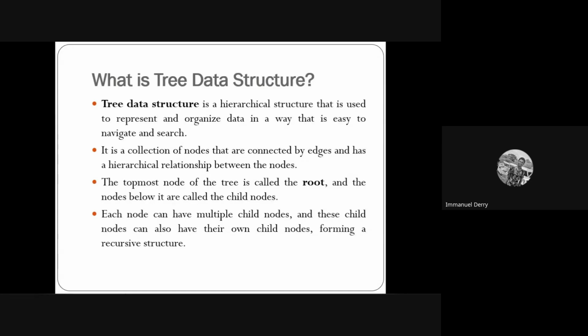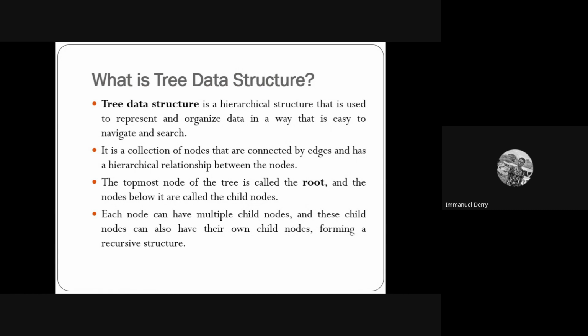And it's also a collection of nodes that are connected by edges and has a hierarchical relationship between the nodes. So we can model a simple tree structure as the family structure, where we have the father, the parents, then we have children, and then the children will also give birth in that particular order. So that is how you can model a tree data structure in a real life situation.